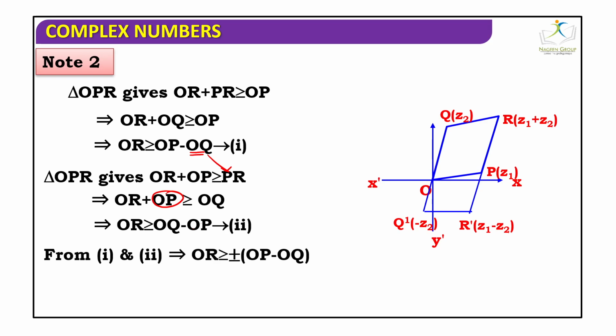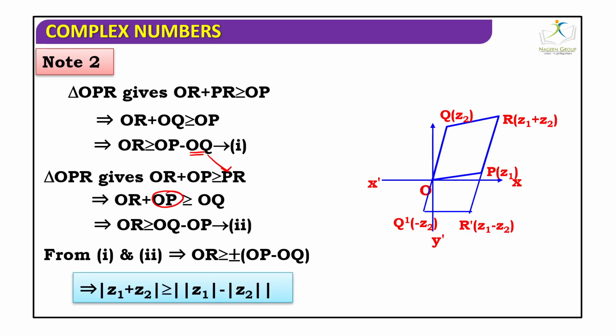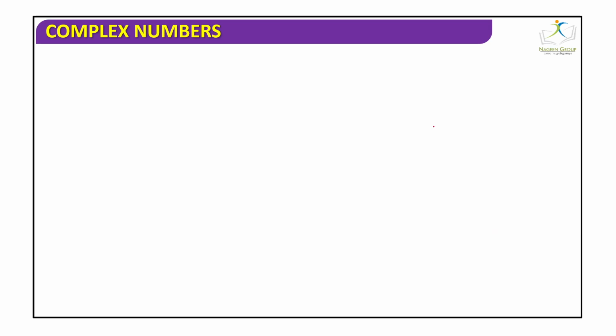Now from the first and second equations, we are saying this is greater than this, and this is greater than this. Both values have positive and negative signs. So OR is greater than plus or minus (OP minus OQ). From it we say OR, which is modulus of Z1 plus Z2, is greater than or equal to OP, which is modulus of Z1, minus OQ, which is modulus of Z2, with a negative sign.